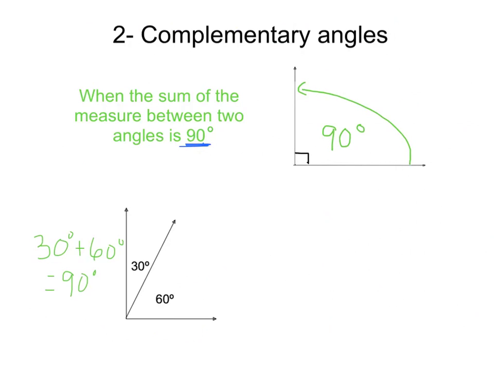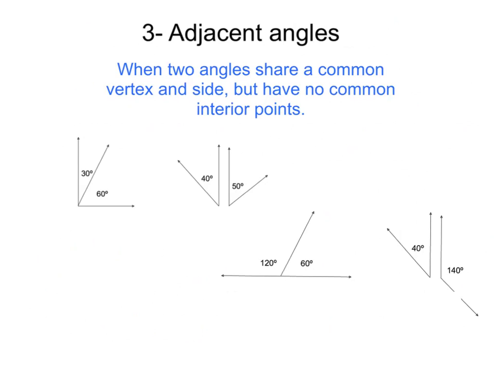Now, in the same way that supplementary angles don't have to be connected to each other, it's the same for complementary, where we also see that these 2 angles, 40 and 50, are complementary because they both add up to 90. Now, I hope you were taking notes on the past 2 vocabulary definitions, and this is an important one as well. Adjacent angles are when 2 angles share a common vertex and a side, but have no common interior points.